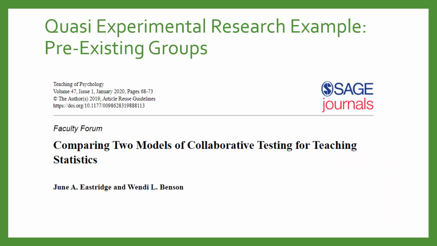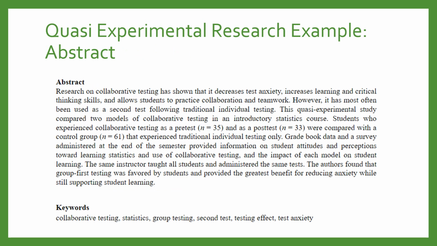So here's some shameless self-promotion. I'm going to show you an article that I published with my colleague and the Dean of the School of Nursing at Nevada State in the Teaching of Psychology, titled Comparing 2 Models of Collaborative Testing for Teaching Statistics. So take a moment to read the abstract for this study and think about how many conditions there are, what's the independent variable and dependent variable, and just get a general idea of what the study involved. So pause this and take a look at the abstract.